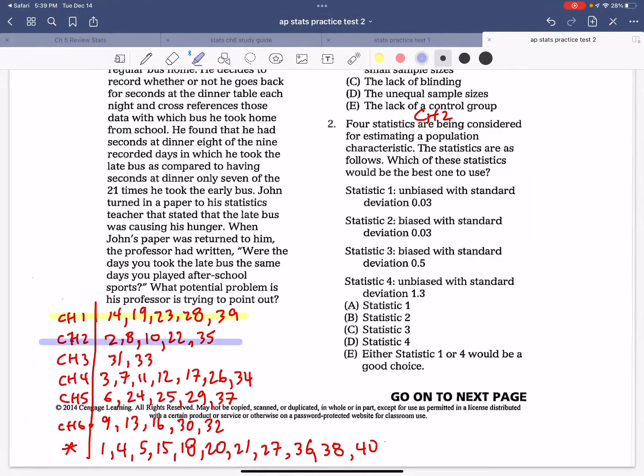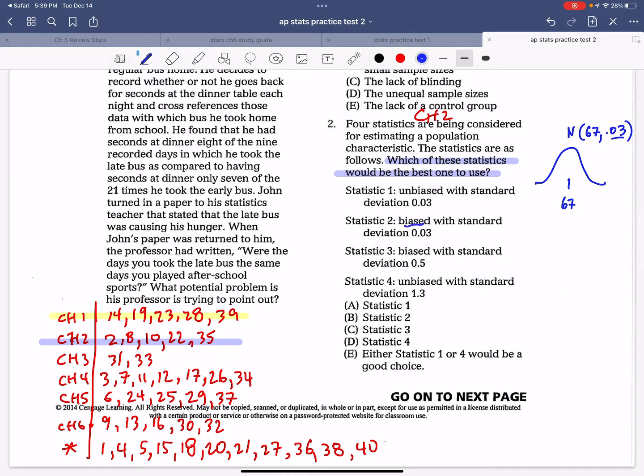Question number 2 says, 4 statistics are being considered for each estimating a population characteristic. The statistics are as follows. Which of the following statistics would be the best one? An unbiased with a standard deviation. So let's say I took some data as height, and I got the average height of 67 inches, and the standard deviation is 0.03.